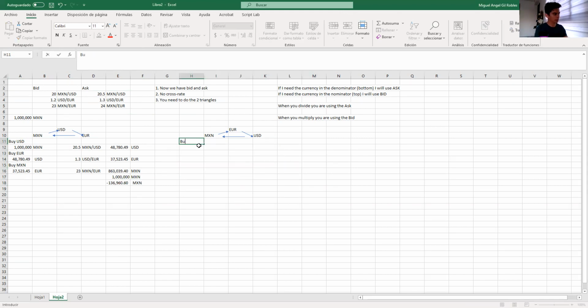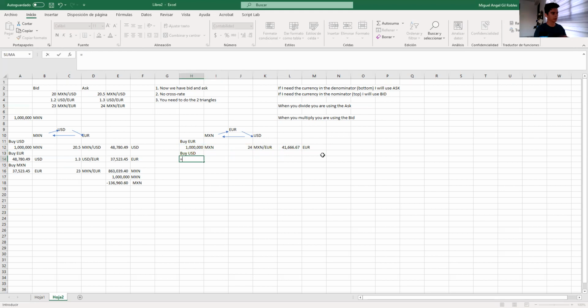So step 1, buy euros. If I need to buy euros, I will start again with 1 million pesos. That's what I start with, and I need to decide bid or ask with pesos and euros. Pesos and euros are here. I need euros. Euros are the currency at the bottom, so I will be using bid. And do I need to multiply or divide? I need to divide, right? Because I have peso on top and peso on top, so that's division, 1 million over 24, and this will be euros.